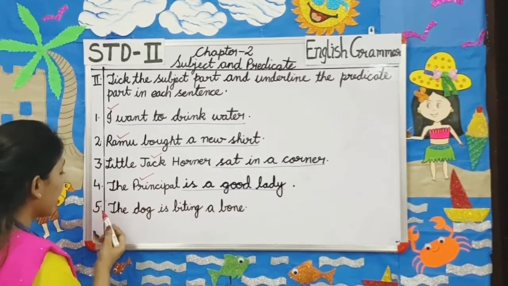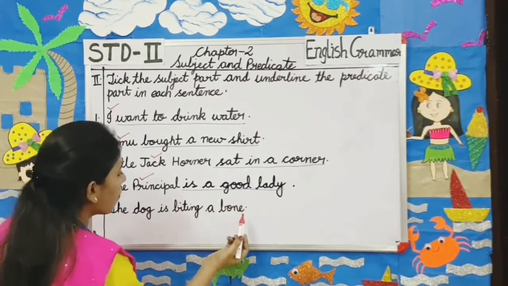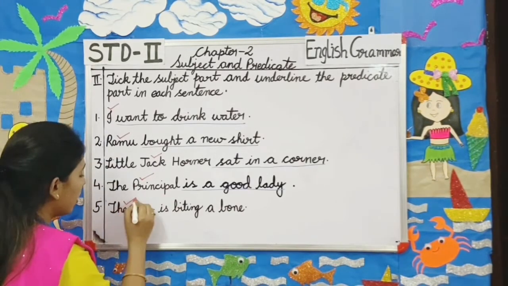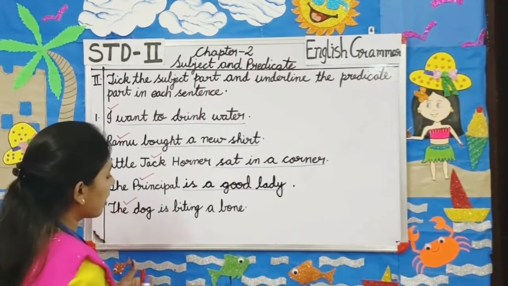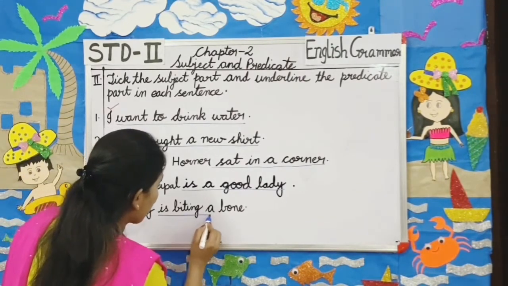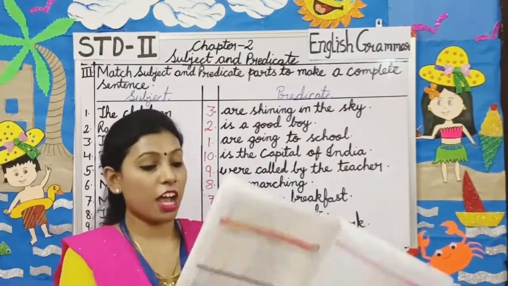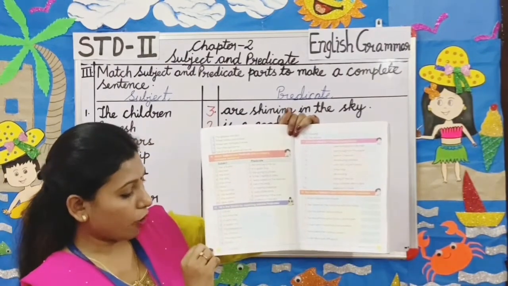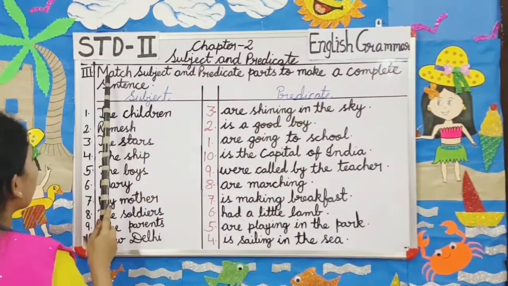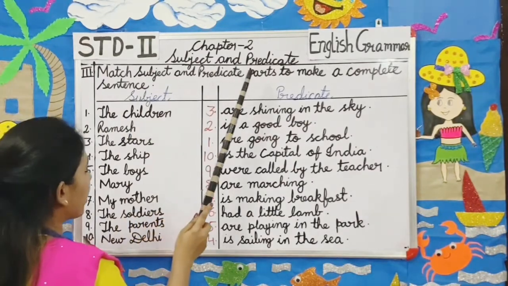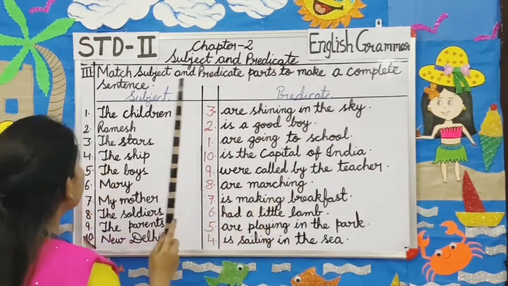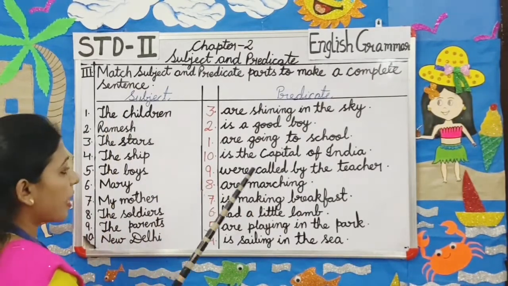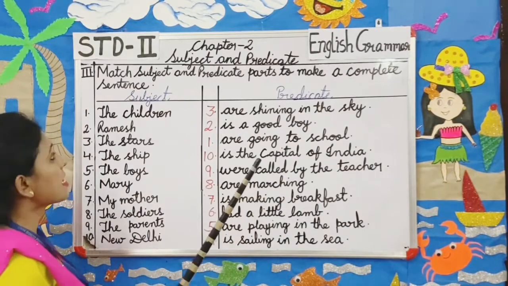Number 5. The dog is biting a bone. Here the dog is the subject. So we'll put a tick on the dog. And is biting a bone is the predicate. So we will underline this part. Now we'll go to the next exercise, that is exercise number 3 on page number 12. Match subject and predicate parts to make a complete sentence. Here you have to match the subject with the correct predicate and you have to make a complete sentence.